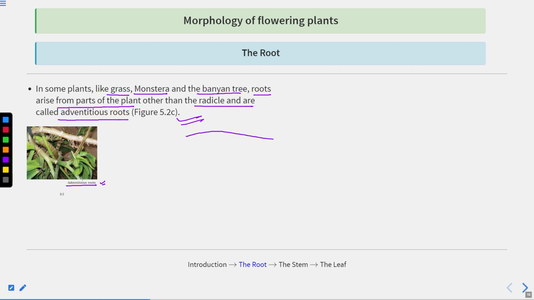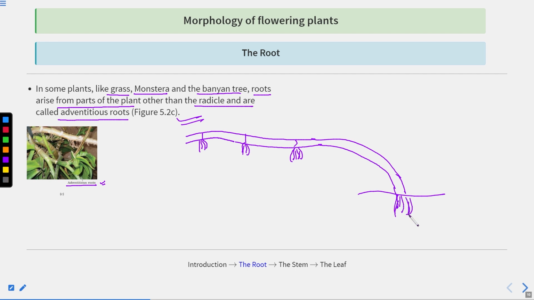Suppose this is a stem, with nodes and internodes. It gives rise to roots from the nodal region. At the base, where the plant is attached, there must be roots over there. But from the stem nodal region, we can see some other roots also emerging out. This is not a fibrous root. The fibrous root is here, because it is grass. We are taking the example of grass, so there must be a fibrous root.